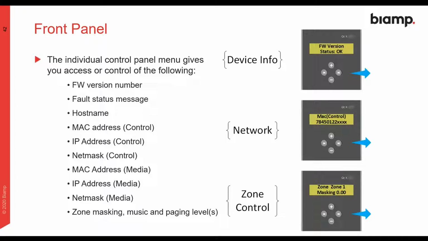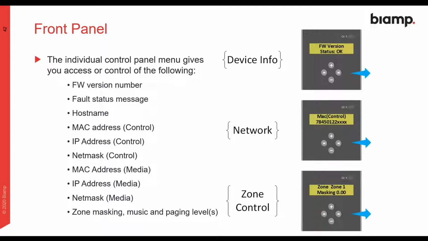So by default, the zones you would see on the 300, you'd see 3 zones. Each zone would have 3 level adjustments. So you get a masking adjustment, a music level adjustment, and a paging adjustment. And then there's a zone mute.